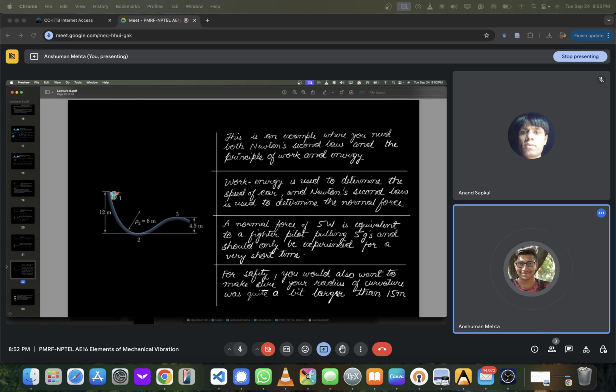So in this example, we needed both Newton's second law and the principle of work and energy. Work energy is used to determine the speed of the car, and Newton's second law is used to determine the normal force. One thing you can also do is take the normal force from 1 and 2, and then apply the energy equation at that point also.